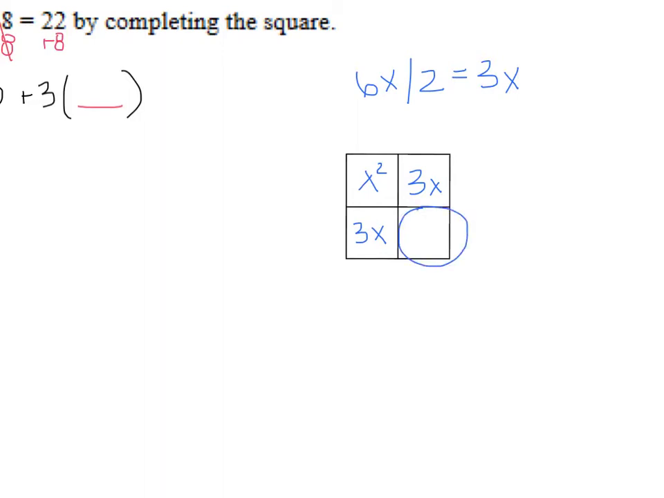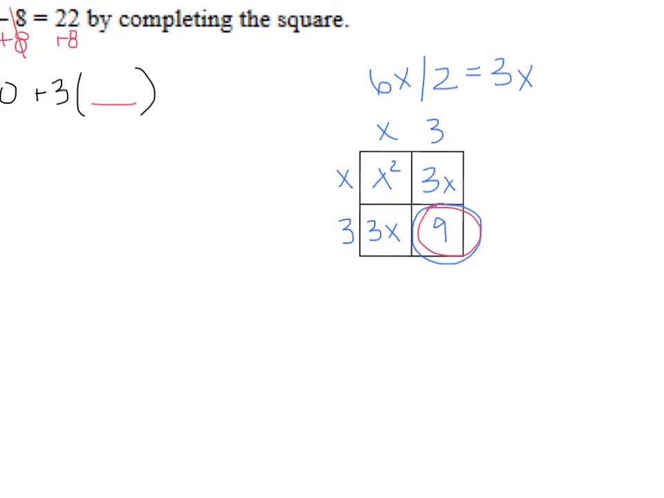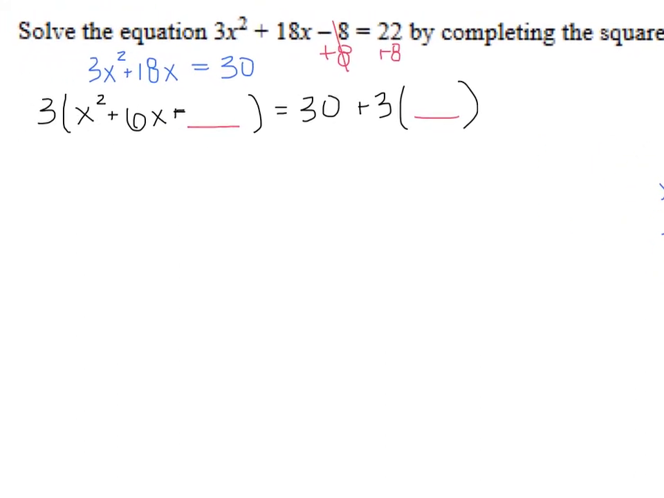If we build outwards on our box, this is x and a 3 and x and a 3. And to get our last box, we multiply 3 times 3 to get 9. So this value, our perfect square here, is what's going to be added in both sides of our equation. So we add 9 here.